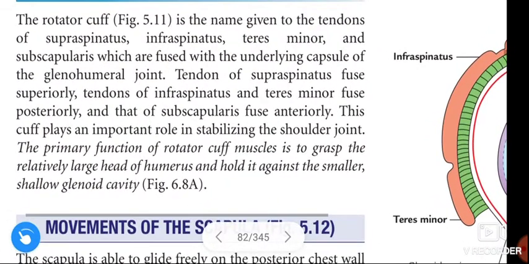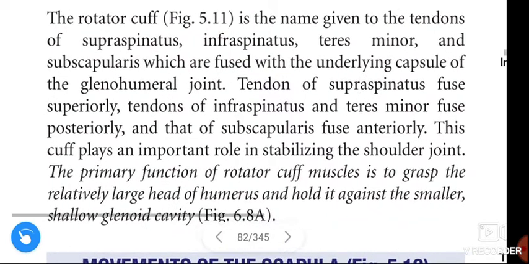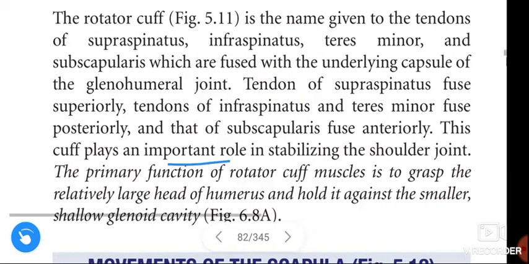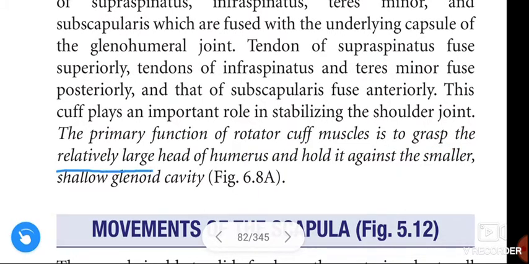Next, coming to the main role of this rotator cuff. The rotator cuff plays an important role in stabilizing the shoulder joint. The primary function of rotator cuff muscles is to grasp the relatively large head of the humerus and hold it against the small shallow glenoid cavity.